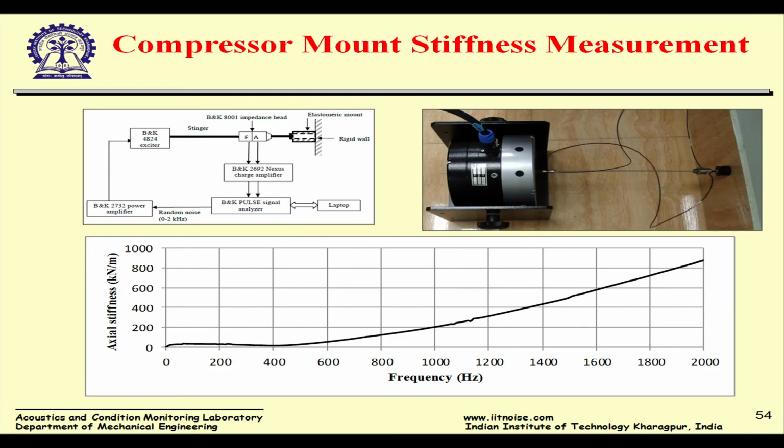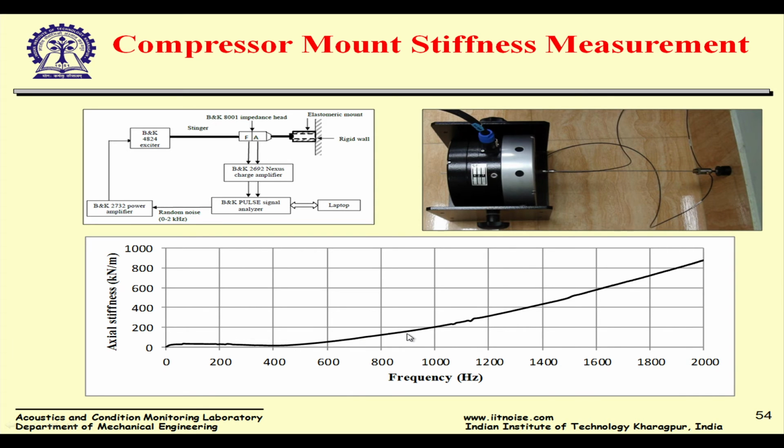Okay. So this is how we measure the dynamic stiffness of mounts. We have this mount which we press against a hard wall. I give the force, and this is an impedance head driving it, so you can simultaneously measure force and acceleration. From the acceleration we can get the displacement. So you can see this axial stiffness of the mounts is not a constant.